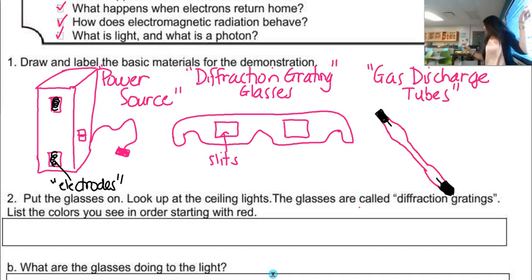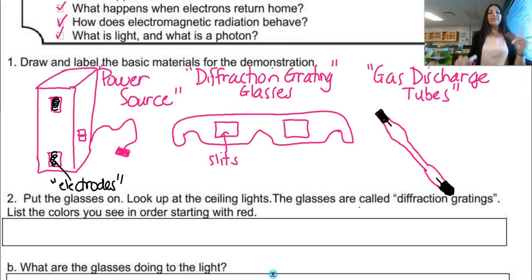We've got the gas discharge tubes, and so there could be different elements inside of these. It could be just one element, or it could be a mixture of elements. So you could have air, you could have just nitrogen, you could have oxygen, you could have neon. This one happens to be helium, the one that I grabbed, and I also grabbed an argon. So I got a couple noble gases: helium and argon.